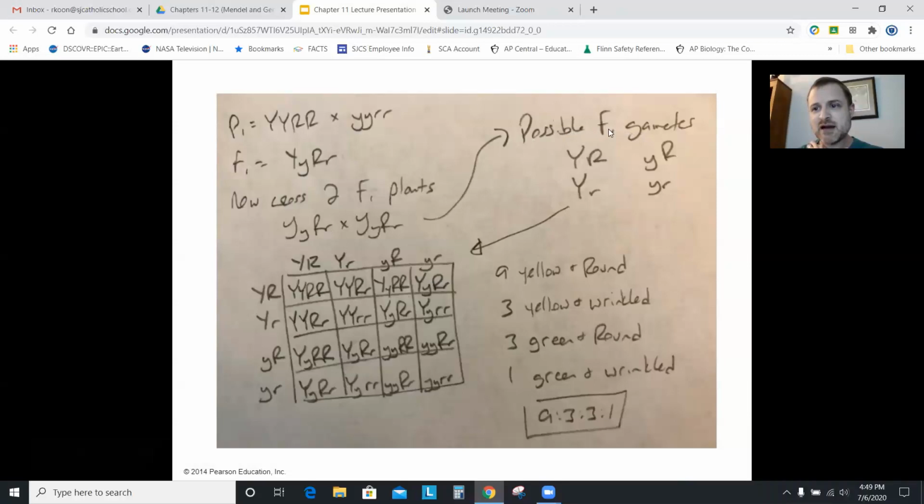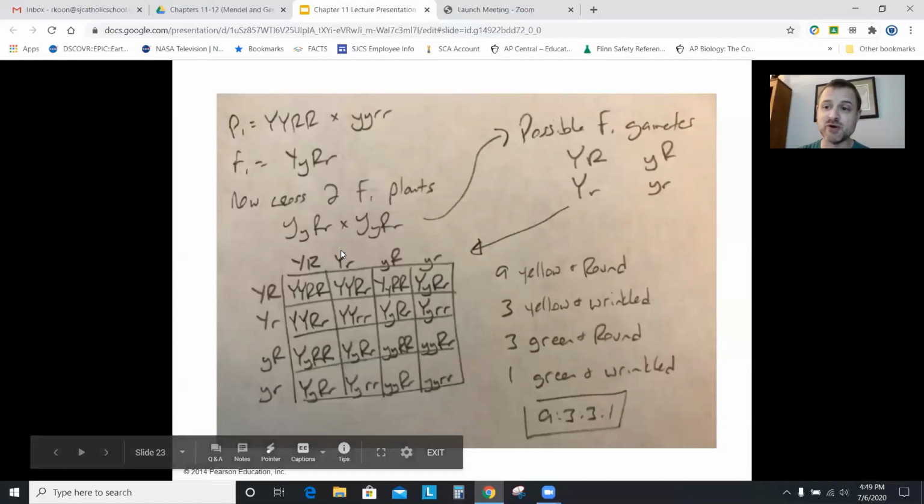Now remember that gametes are haploid. So gametes have one Y and they have one R. Both parents are the same, so I'm doing this once. This parent could produce an egg or sperm with a big Y and a big R, a big Y and a little r, a little y and a big R, or a little y and a little r. So there are four possible gametes that this parent can make, and the other parent's the same. Here I've written on the top the four gametes the first plant can make and the four that the second plant can make. Notice gametes are haploid, so there's one Y and one R.